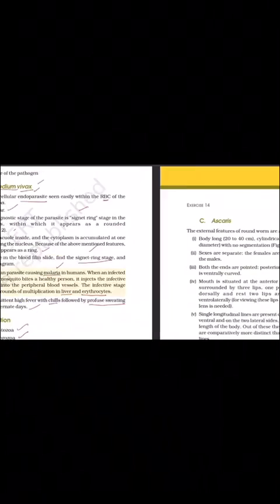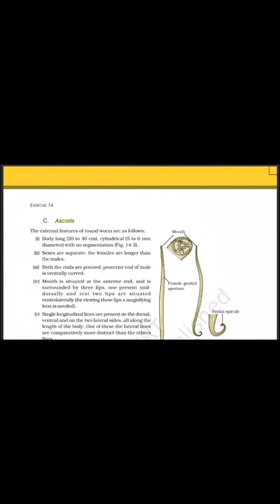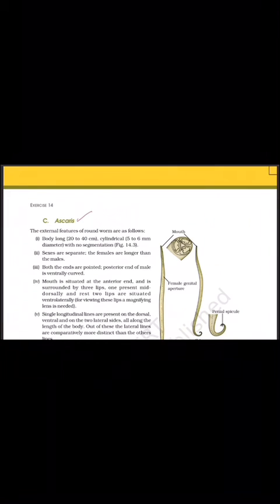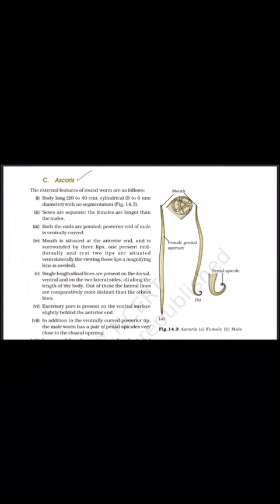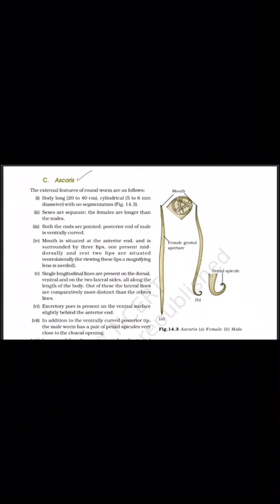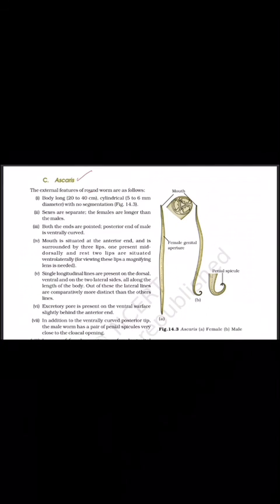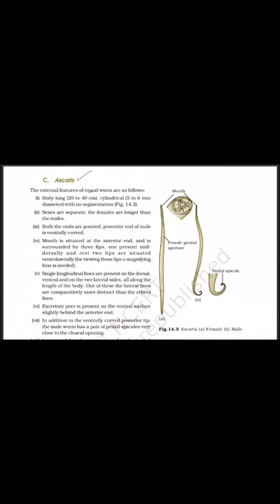And then the third one, of course this is not a slide, you must have observed in our biology lab. Specimens are there. Ascaris, that's a roundworm. The external features of roundworm are as follows. Body is long, 20 to 40 centimeters. Of course, if you take a long scale, 30 centimeters, you can measure. And it is cylindrical, 5 to 6 millimeter diameter with no segmentation. Unlike in Annelida, earthworm, where there will be segments. Here, no segmentation, no metamerization.